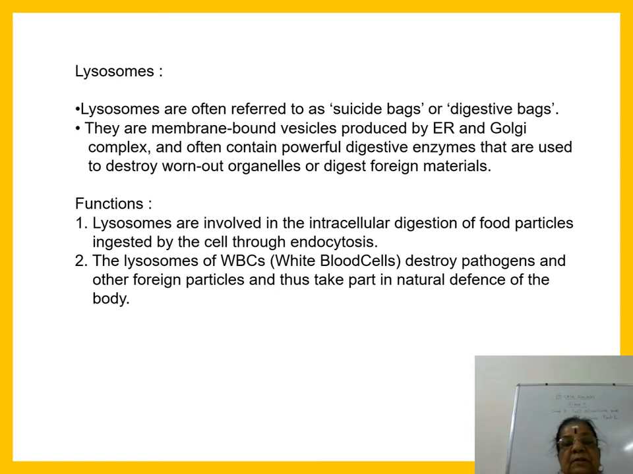So they are often membrane bound vesicles produced by ER and Golgi complex and often contain powerful digestive enzymes that are used to destroy worn out organelles or digest foreign materials. So they are small packet-like structures that break away from the Golgi body. They contain enzymes that are capable of digesting old organelles and any foreign material that enters the cell.